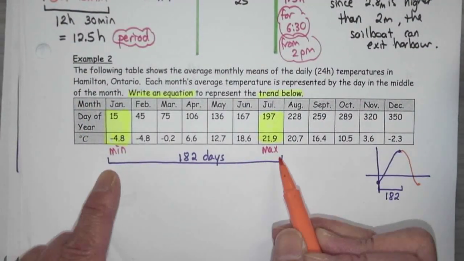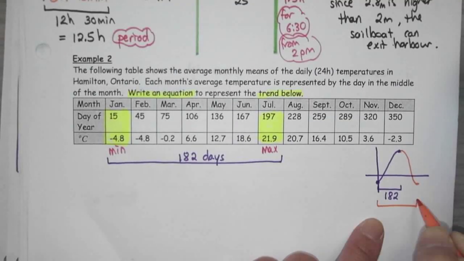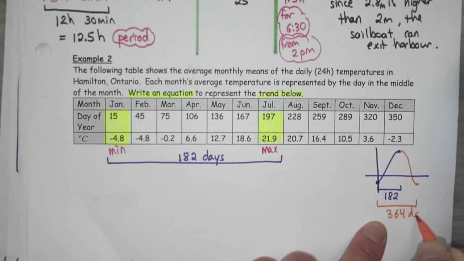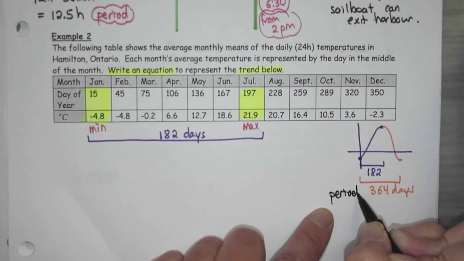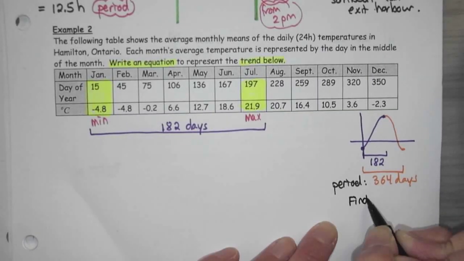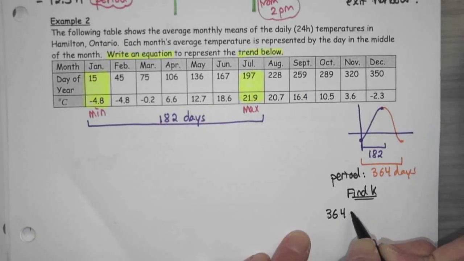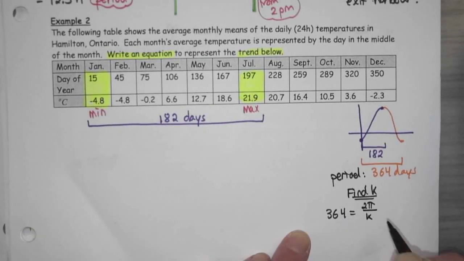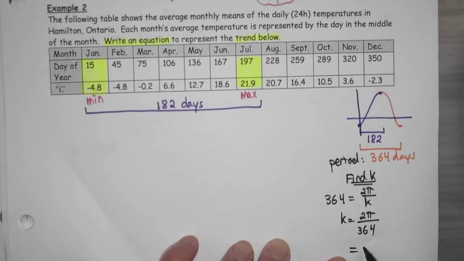Okay. So for the benefit of me marking, let's do this, and then the whole thing would be 364 days. Okay, and that's again just to help me so I can mark it faster. So period would be 364. So then find the K. So I'll go ahead and find the K, and we're going to go 364 equals 2 pi over K. K equals 2 pi over 364, which gets me pi over 182.